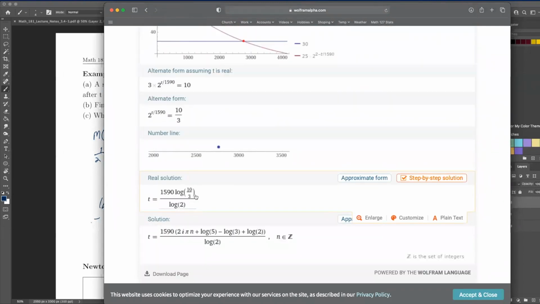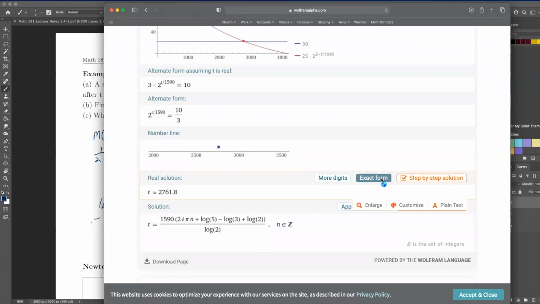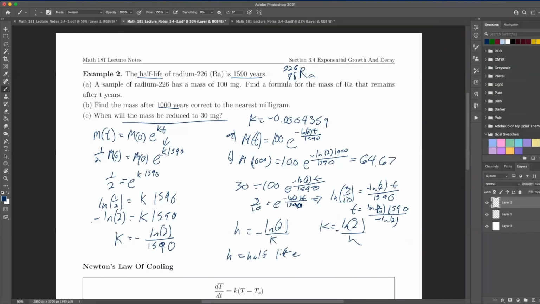Yeah, so this is legitimately what we have. They flipped these two, so they flipped this upside down to make this positive and took out the negative. So we just hit approximate, and that's approximately 2,761 years. Or 62 years, I guess, if we're going to round correctly. So t equals 2,762 years.